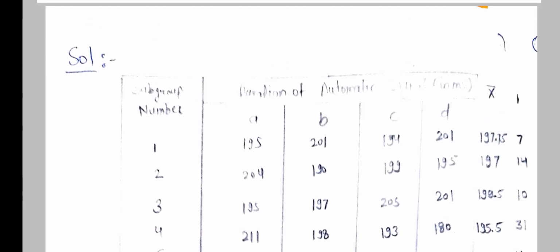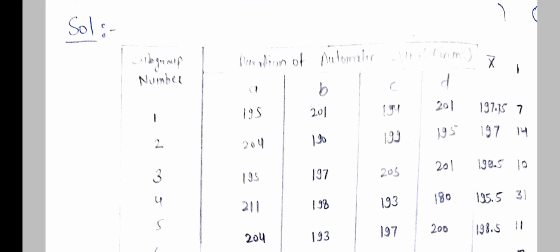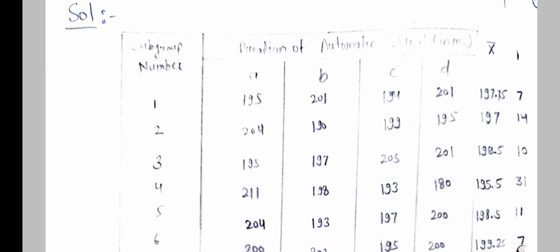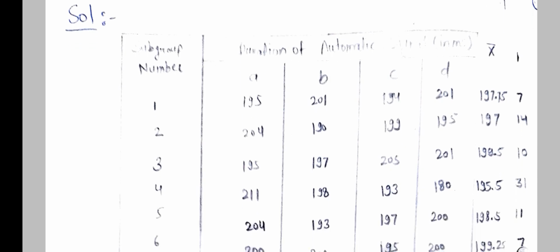So first of all we have to draw a table with the subgroup numbers and the duration of the automatic signals, A, B, C, D, and then we will find the x bar and R. So in the last two columns we will find x bar and R. For x bar we simply add all the values, 195, 201, 194 and 201, divided by 4, and we will get 197.75 in the x bar column.